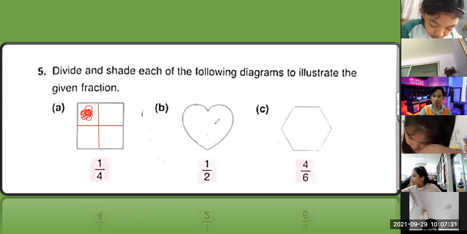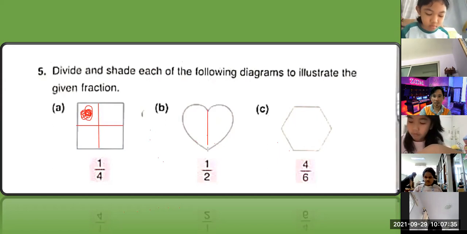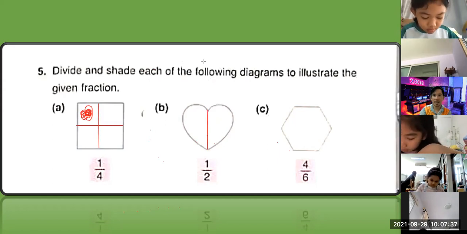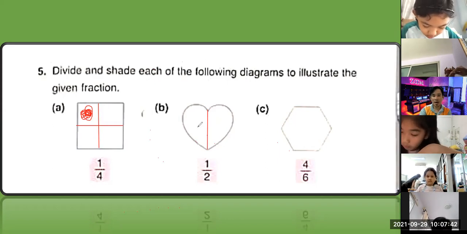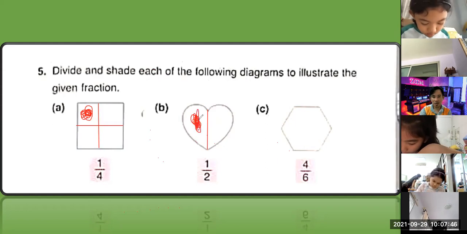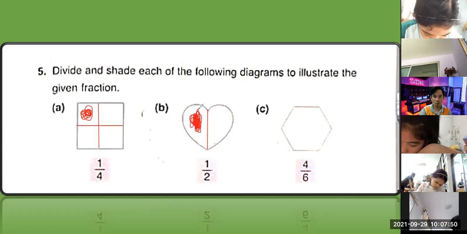Now in letter B, 1/2. You have to divide into half. So divide the heart into half like that, and then color 1 part of the heart. Color the 1 part here because it is only 1/2, right?